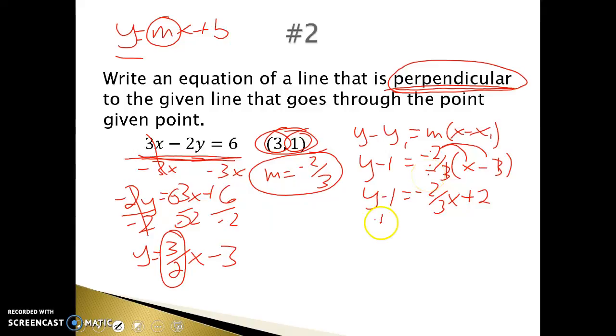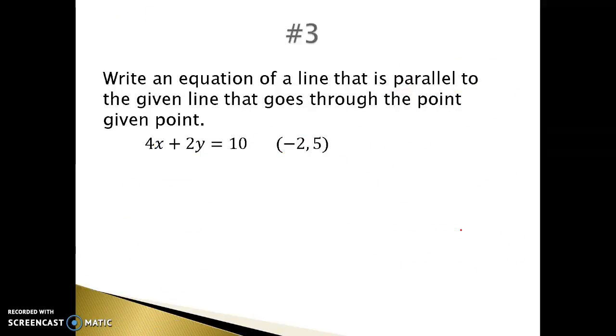But then I want to get y by itself, so I'm going to get rid of the subtracting 1 by adding 1 to both sides. So we'll have y equals negative 2/3 x plus 3. So let's go to our next example here. Example number 3, we want to write an equation of a line that is parallel to the given line that goes through the given point. And so again, we need to figure out what is the slope of this line, which we need to write in slope-intercept form. And so I'm going to subtract 4x from both sides.